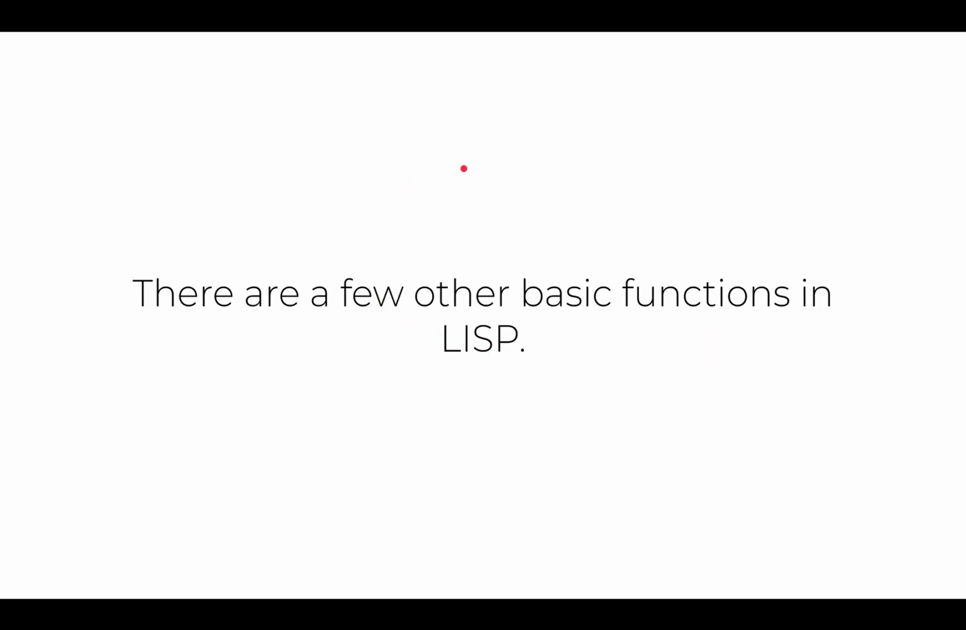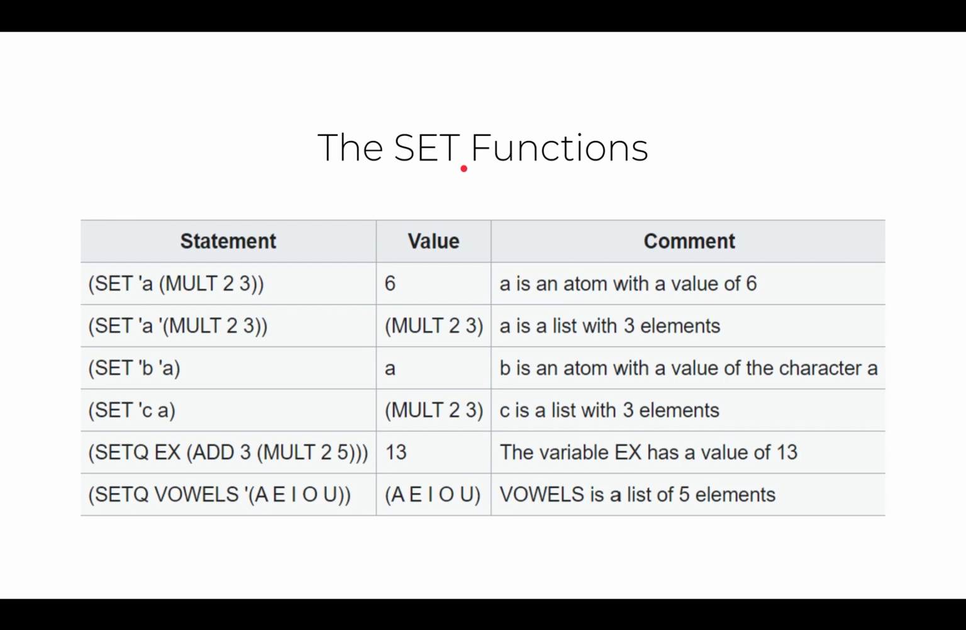So there are a few other basic functions in Lisp. The set functions are very good for setting variables and could be used in the ACSL program. So this is just how you set variables to values. Here in this first one we have set a, so a is a literal, a piece of data, not code, and we're setting it to this, and because this has no quotation mark, we evaluate it, so a is 6, because this is code to be evaluated: we do mult 2 3, that becomes 6, and we set that to a.